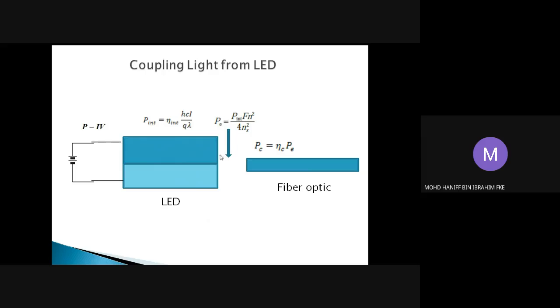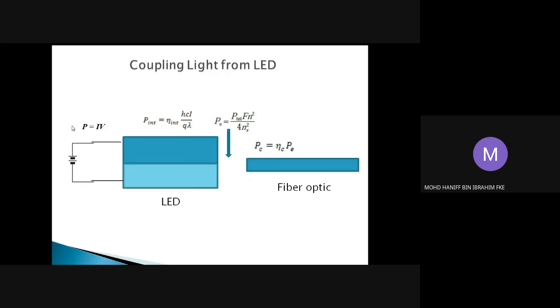At the output of the LED, we are going to have the emitted power, PE. PE is the emitted power by the LED, which can be written in terms of the internal power generated. So PE is P int times F n squared over 4 nx squared. We have seen this equation before. Further on, this emitted power is coupled into the fiber optics, where PC is the coupling power to the fiber optic, equal to the coupling efficiency eta C multiplied with the emitted power.